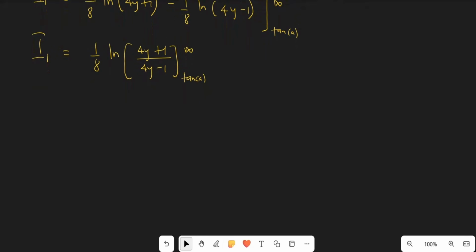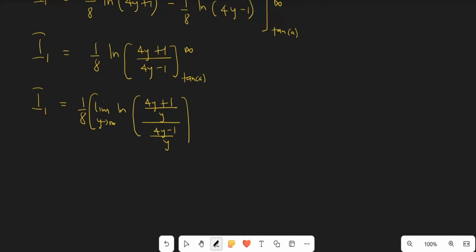All right, so now let's plug in the limits and see what we will get. For us to evaluate the limit as it goes to infinity, this is what we do. We have 1 over 8, and now we are going to take the limit. So the limit as y approaches infinity of the ln of this. In order to take the limit as y goes to infinity, I have to divide the numerator and denominator by y. I'm going to have 4y plus 1 all over y, and I'll do the same thing to the denominator.